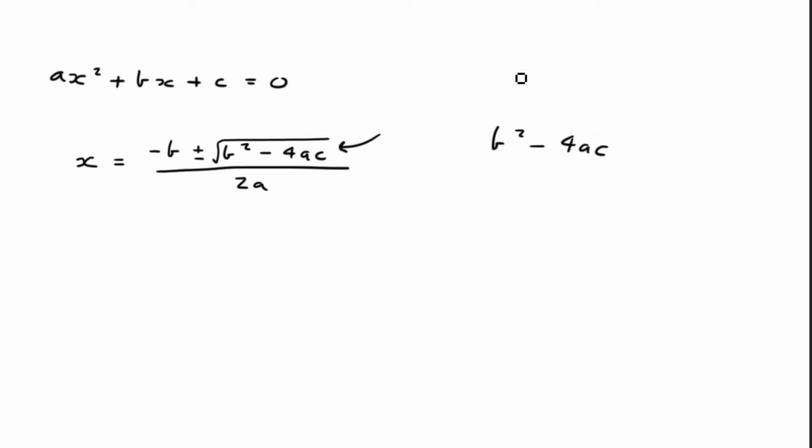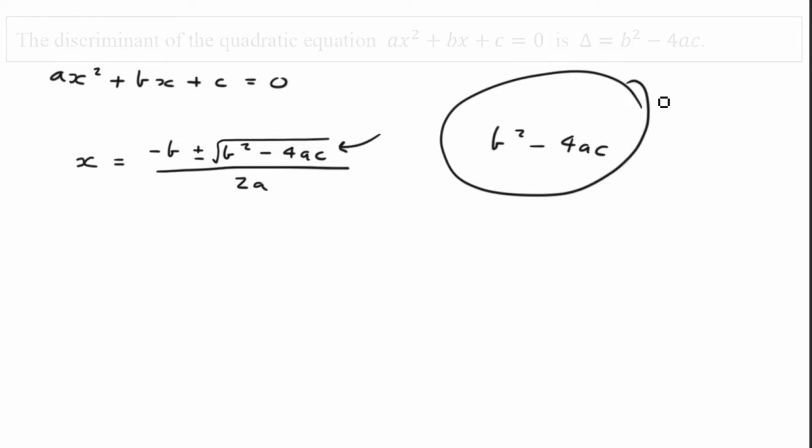If b squared subtract 4ac is negative, we have a problem. We cannot square root it, and there will be no solutions. So this thing, b squared subtract 4ac, is very important. We give it the name the discriminant. Let's formalize all those results we've just talked about.